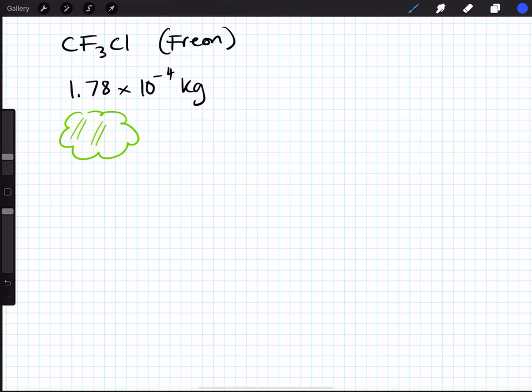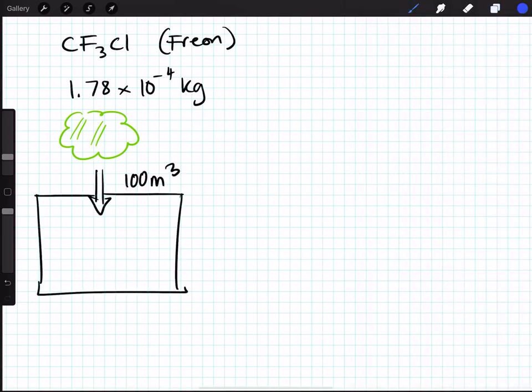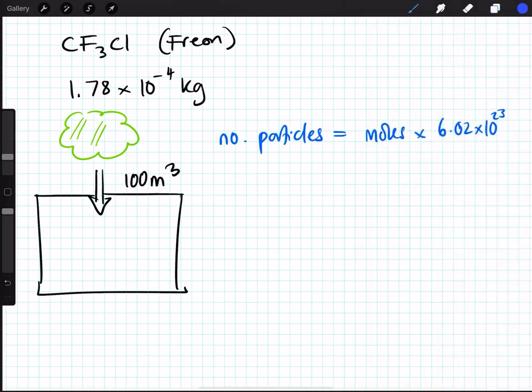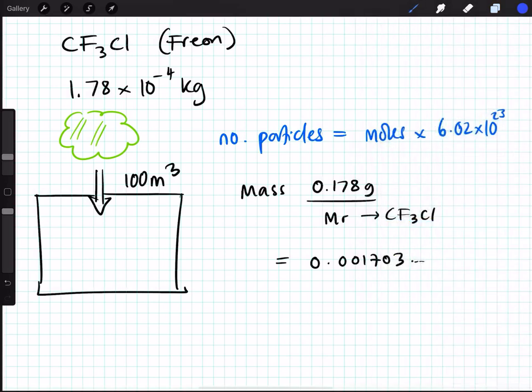We have 1.78 times 10 to the minus 4 kilograms of Freon, which is a gas, and this gas has gone into a room which has a volume of 100 meters cubed. Now, we want to know how many particles there are. So remember, to find the number of particles, we just do moles times Avogadro's constant. To find that, number one, we're going to work out the number of moles. Again, moles is easy, mass over molar mass.